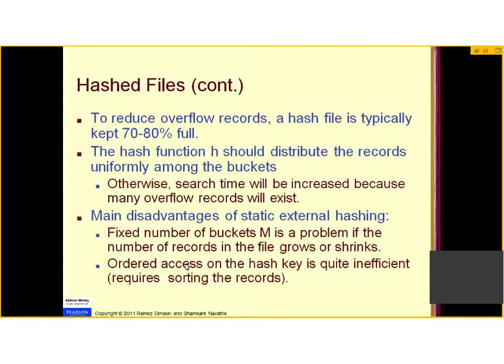To reduce overflow records, a hash file is typically kept 70 to 80% full, and you do not keep it 100% full. The hash function h should distribute the records uniformly among the buckets. So when you are choosing a hash function, you have multiple hash functions available. If you explore the web, you Google it out for hash functions. There are thousands of hash functions available now. So if you use a suitable hash function which will uniformly utilize all the buckets, it will be a good hash function.